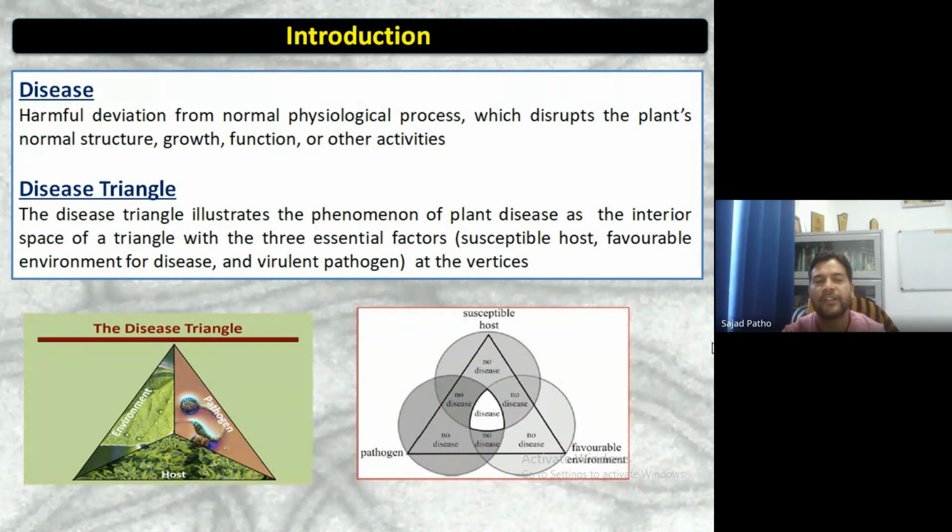The third and most important is the environment. Even though the host is susceptible and the pathogen is virulent, if the environment is not favorable, then disease will not occur. For example, a very important disease here is apple scab. It needs low temperature and high humidity in the early season, for example in March or April: high humidity of 90 to 95% and low temperatures of about 15 to 20 degrees Celsius. If this condition is not met, and high humidity is not there and temperatures are high, then this disease will not occur, even though apple is a susceptible host and Venturia inaequalis is a virulent pathogen. So the environment plays a very important role in causing disease.